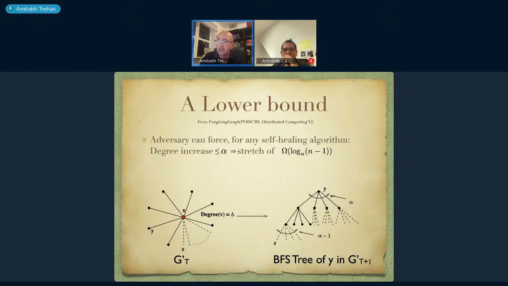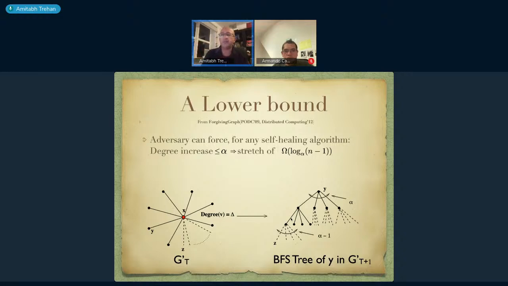Here at Y, it's at most alpha, because Y was a leaf node and had just degree 1, or maybe this should be alpha plus 1. I don't recall exactly what it should be. So since a node can have at most alpha vertices, you must have a path of log base alpha of n going up. So you have to blow up the distance between Z and Y. Here the distance was, say, 2, and now it is some factor of log base alpha of n minus 1. So that's the lower bound.